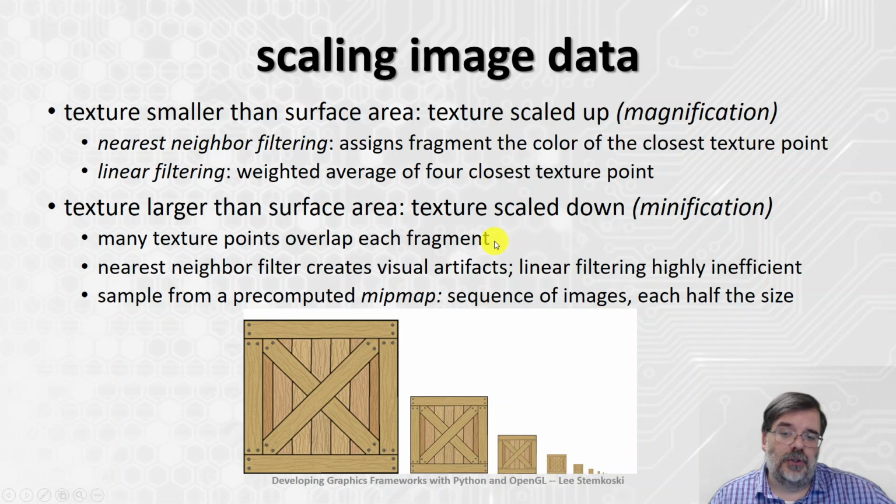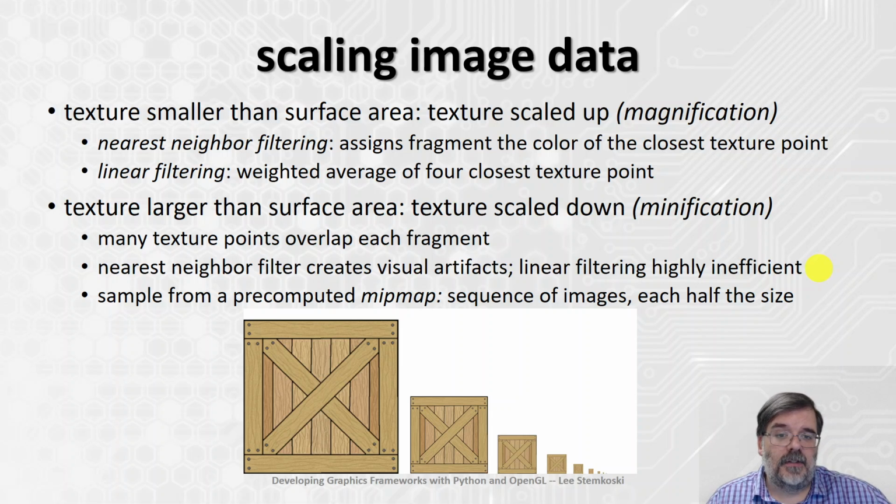Now, which algorithm should you use? You could use the nearest neighbor algorithm, right? Again, for each point on the fragment, choose the closest point in the texture. There will be lots of such points, but choose one. That's actually going to create some unwanted visual artifacts. Another choice could be to use linear filtering. But again, if you're scaling down that texture a lot, there might be dozens or maybe even hundreds of points on a texture that correspond to a particular fragment. And doing a weighted average of hundreds of points is really inefficient.